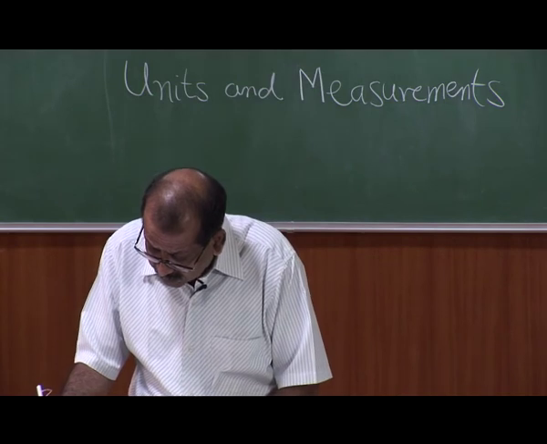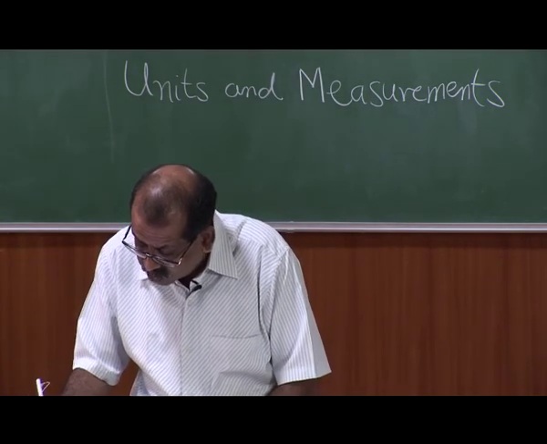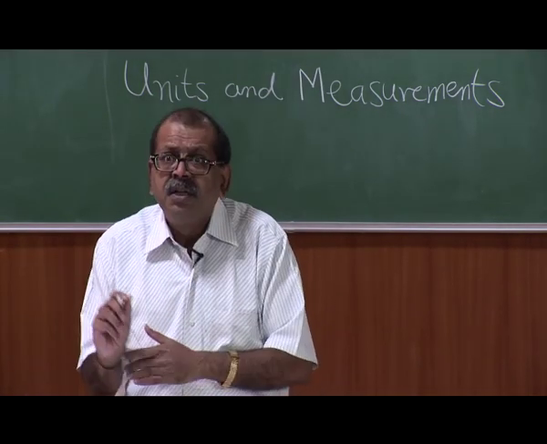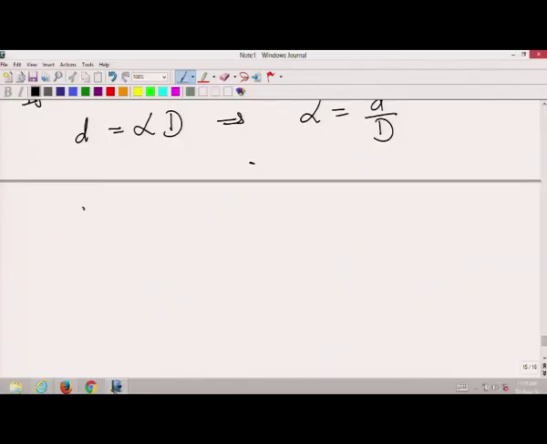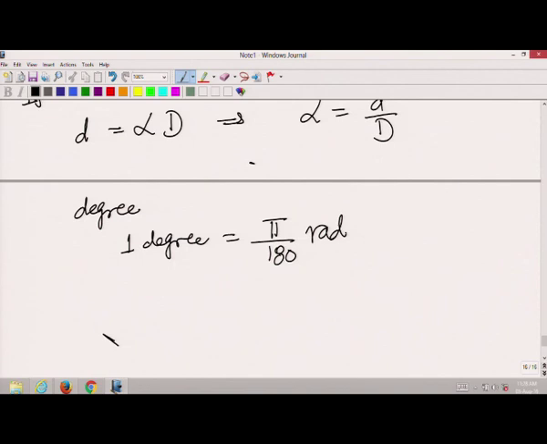And in such measurements, the angle which we measure will be in degrees, as we said, and we know 1 degree is equal to pi by 180 radians. If we work in terms of decimals, this turns out to be 1.745 into 10 to the power of minus 2 radians.